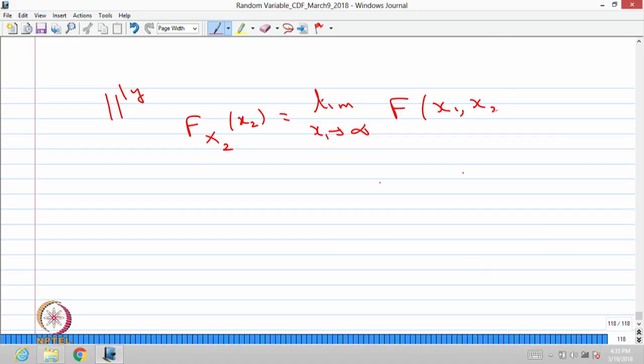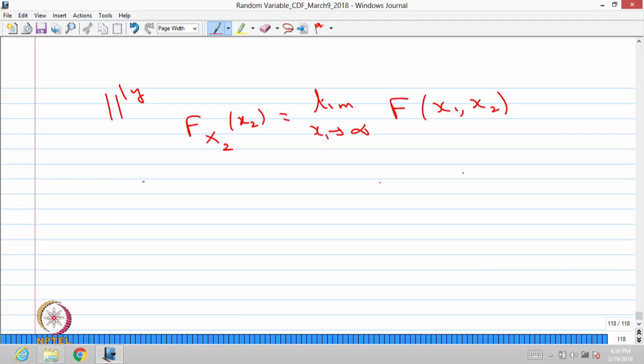Similarly, the CDF of the random variable X2 as a function of small x2 is nothing but the limit as x1 tends to plus infinity of the CDF evaluated at the point x1, x2. So this is valid for a two-dimensional random variable. This concept can be extended to an n-dimensional random variable.